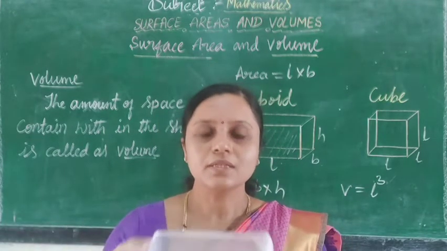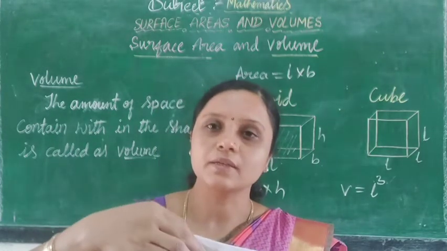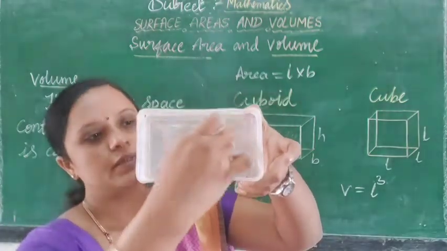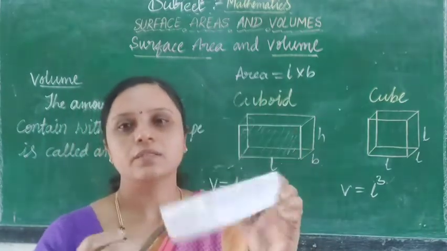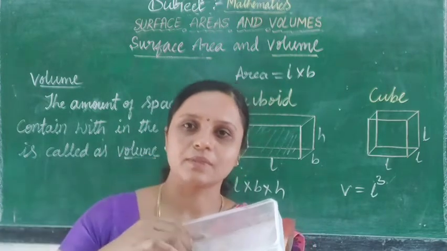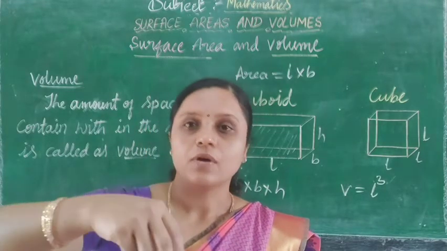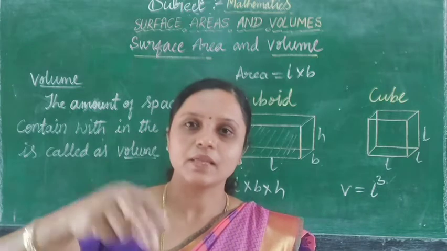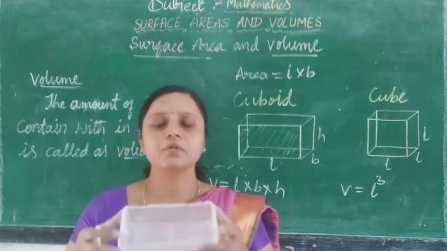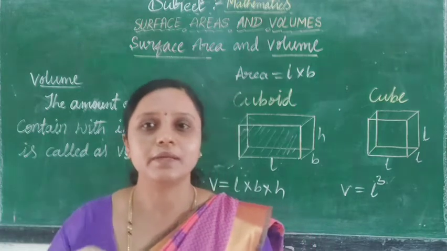Suppose I want to find the volume of this container. What is its volume? The volume is the amount of space contained within the shape. How much water can be poured into this box? The quantity of water is volume. How much water is put into this box, that much water is volume. Whenever we find the volume, we need to know three dimensions: length, breadth and height.